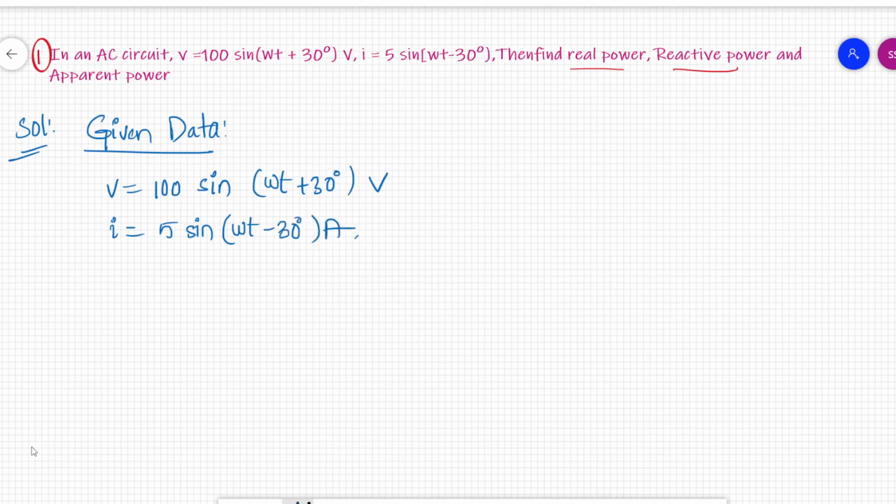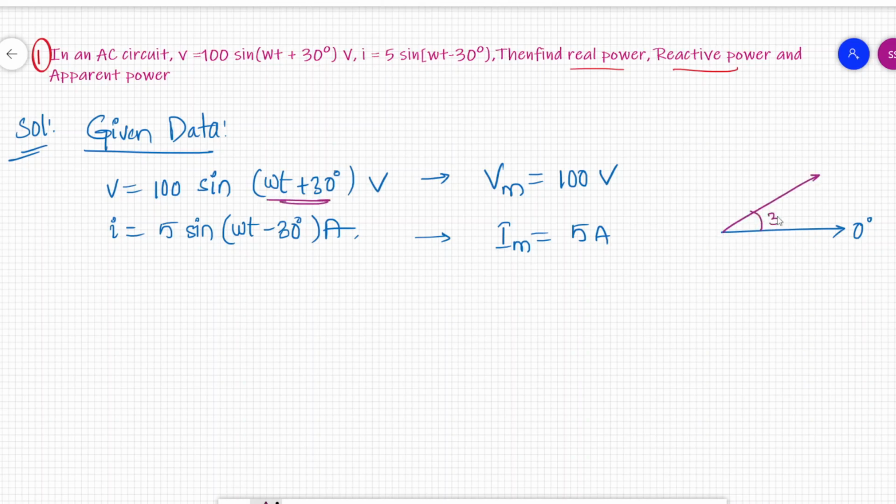Now we can get the peak values. Vm is 100 volts, and the peak value of current, Im, is 5 amperes. And we can get the phase difference between voltage and current. So let us try to find it. If this is the zero reference phasor, voltage is omega t plus 30 degrees, which means it is leading the reference by 30 degrees. This is voltage. Coming to current, it is lagging the reference phase because it has a negative phase angle. This is current, lagging by 30 degrees.